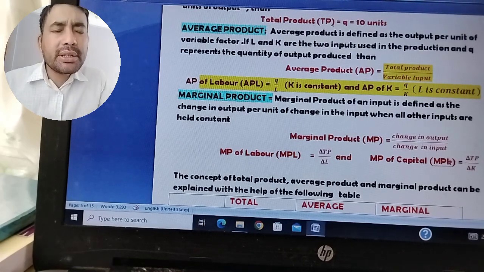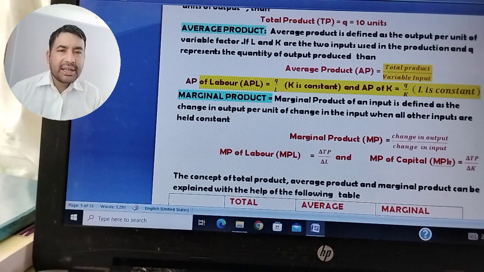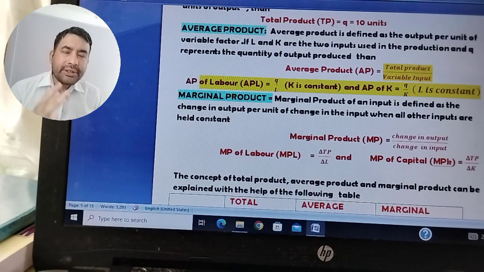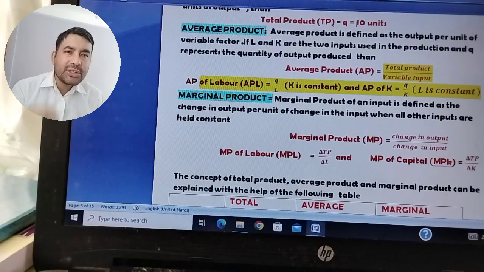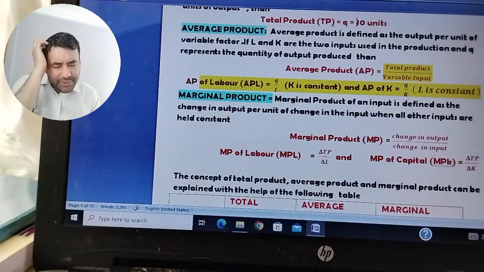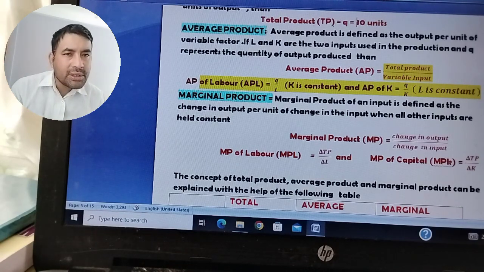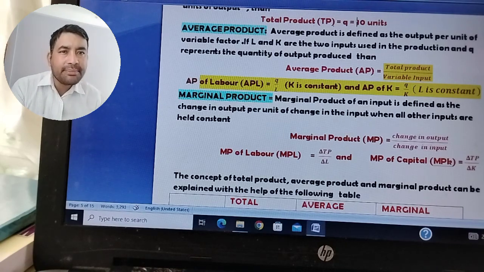Now marginal product. So marginal means additional, it means extra. If we go on increasing total product, then definitely total output would also increase. So marginal product is simply the change in total product due to change in one unit of input. If you introduce one additional unit of input, what will be the change in the total product? That is simply the marginal product.